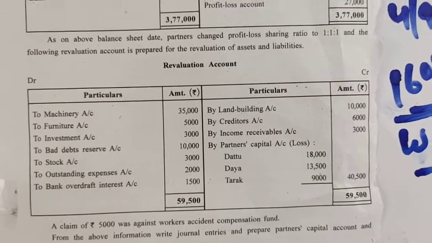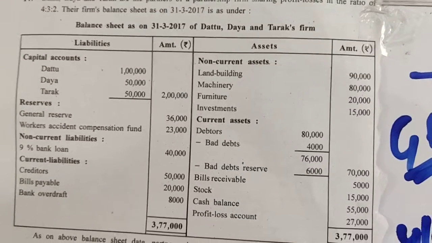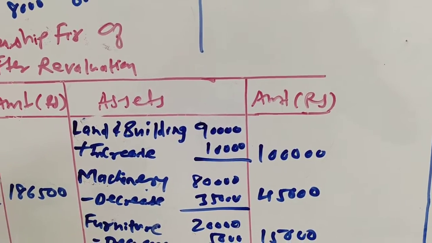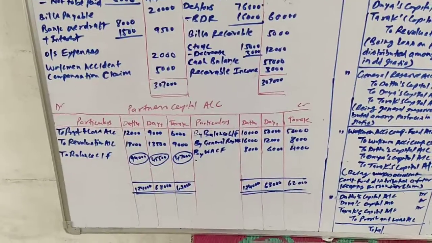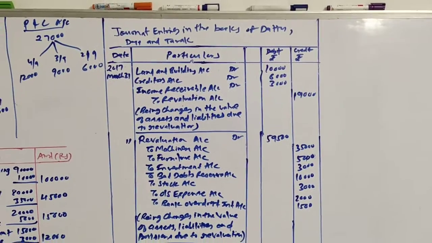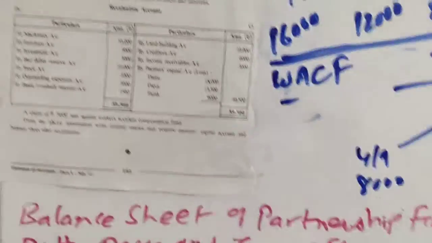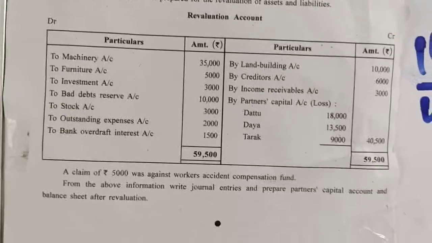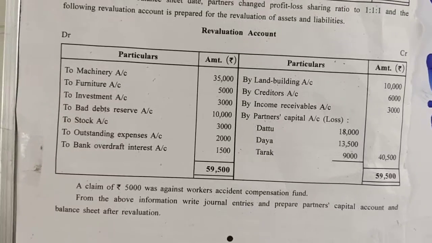Land and building, 10,000 will be added. Land and building is given as 90,000, plus 10,000 will be added, so it will be 1 lakh in the new balance sheet after revaluation. So here it is, land and building 1 lakh, 90,000 plus 10,000. What are we making? We are making the balance sheet, partners capital account and journal entries in the books of Dattu, Daya and Tarak. Okay, so the first item was land and building. We have written it in the new balance sheet after adding 10,000. Regarding the entry, we will be doing a combined entry for all, so we will see it later on.